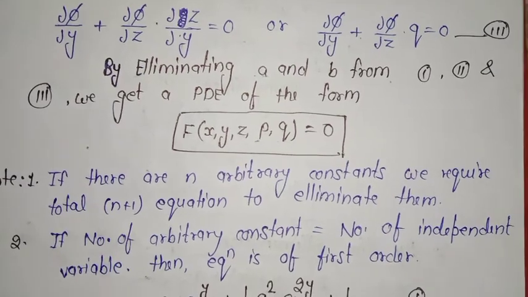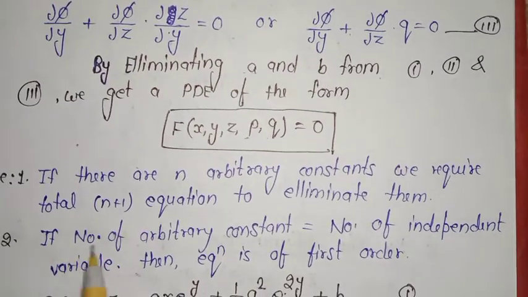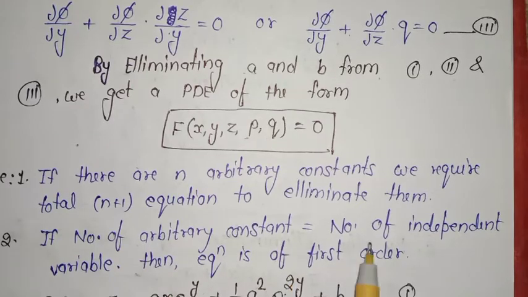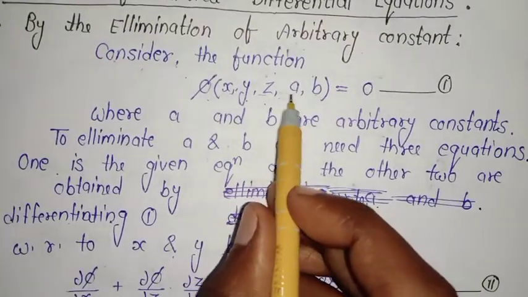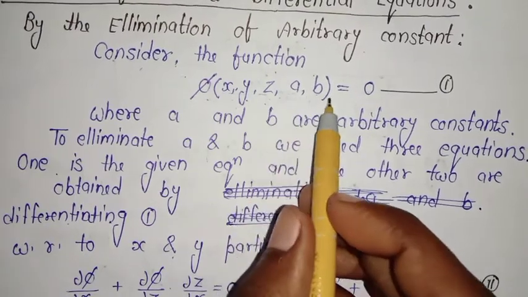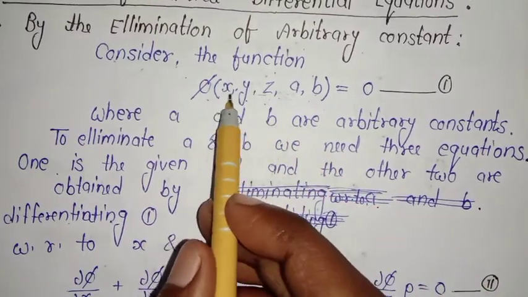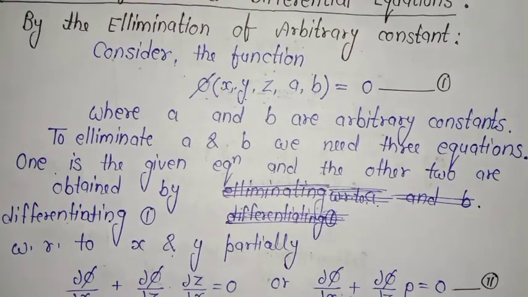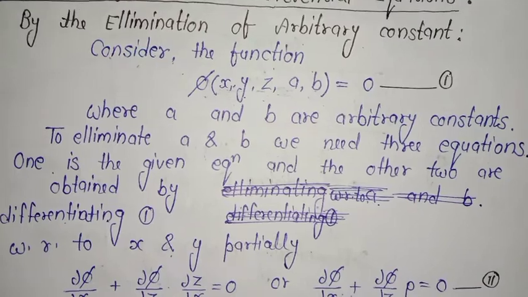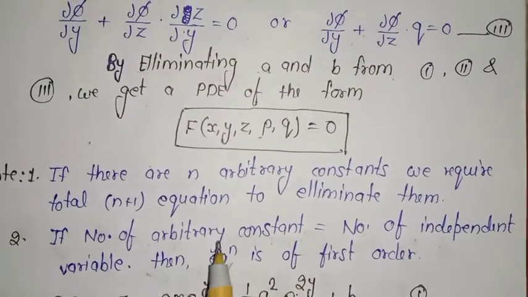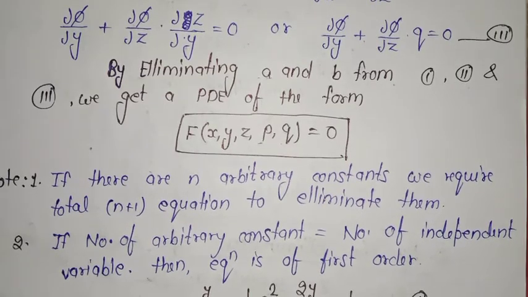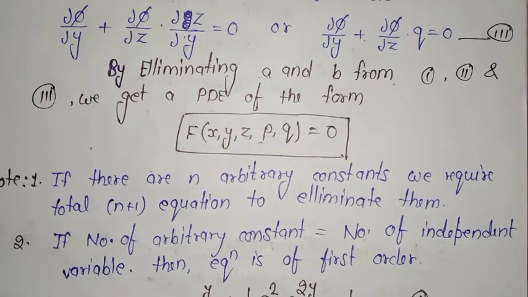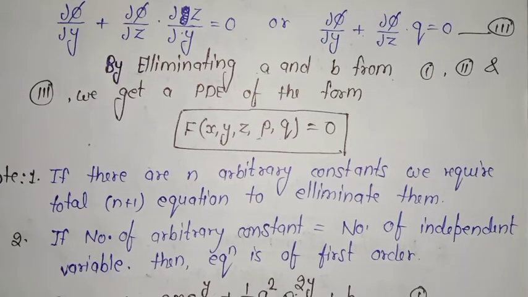The second and important note point is that if you have an equation in which the number of arbitrary constants is equal to the number of independent variables, then that equation must be of first order. For example, in this equation the number of arbitrary constants is 2, that is a and b, and the number of independent variables is 2, that is x and y. So the partial differential equation that is formed must be of first order. Always remember this after the elimination of arbitrary constants.